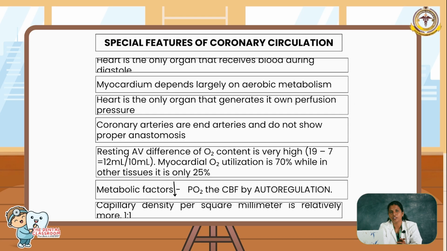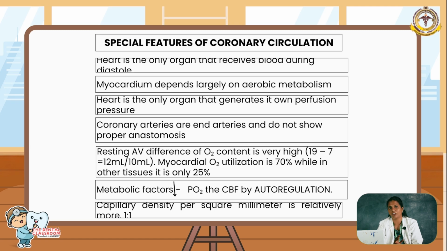Like any other organ, the heart also has special features in its circulation. The first important thing is that every organ receives blood during the systole of the heart, whereas the heart itself receives blood only during the diastole, because only during the diastole the heart is in a relaxed state and therefore the blood vessels are also in a relaxed state, and therefore the heart receives its own blood flow. The myocardium depends largely on aerobic metabolism. The heart is the only organ that generates its own perfusion pressure. Coronary arteries are end arteries and they do not show any anastomosis.